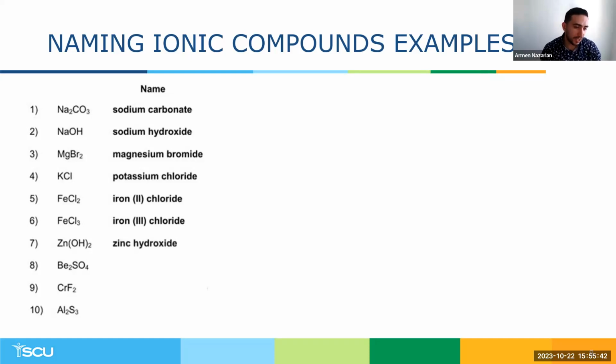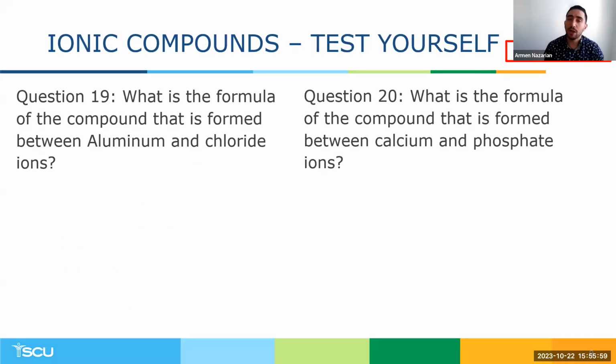A zinc hydroxide, zinc is a transition metal. But why do I say zinc 2 hydroxide? Because zinc is a transition metal that is capable of having only 1 charge. Beryllium, chromium, and aluminum are different examples as well. If you want to test yourself some more, you can do the following question, and the answer to this question could be found at the end of the slide deck.